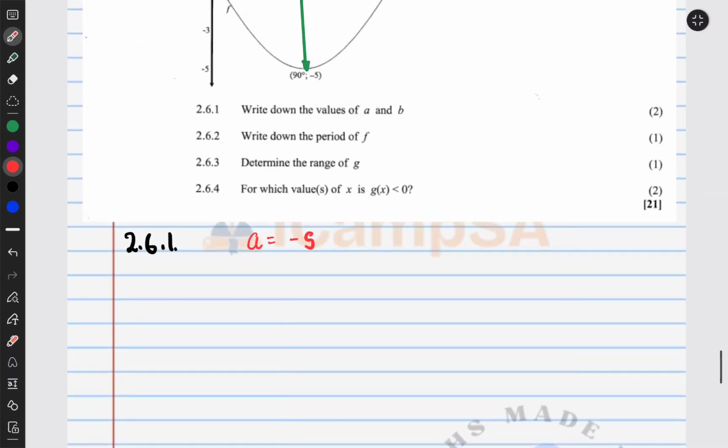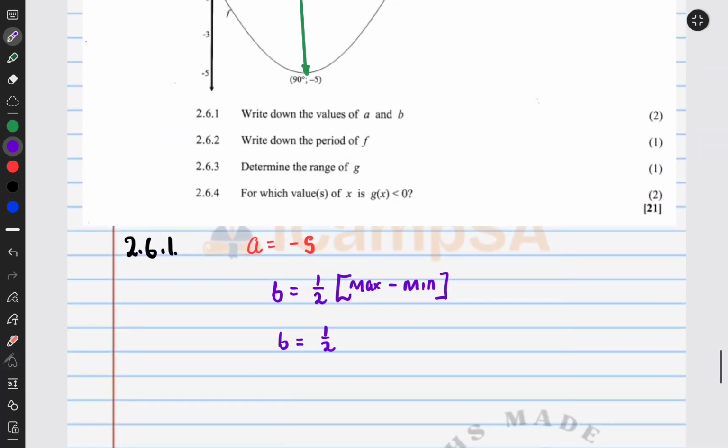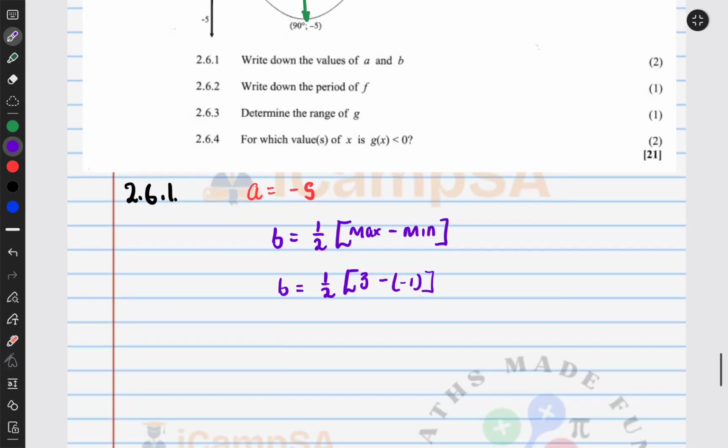But remember that for the vertical shift, you can always use this formula. b is equal to 1 over 2 into the maximum value. Just put max minus minimum value if you are not sure. What's the maximum value? It is 3, and the minimum value is -1. So we have 3 plus 1 is 4. 4 divided by 2, then the value of b is 2.